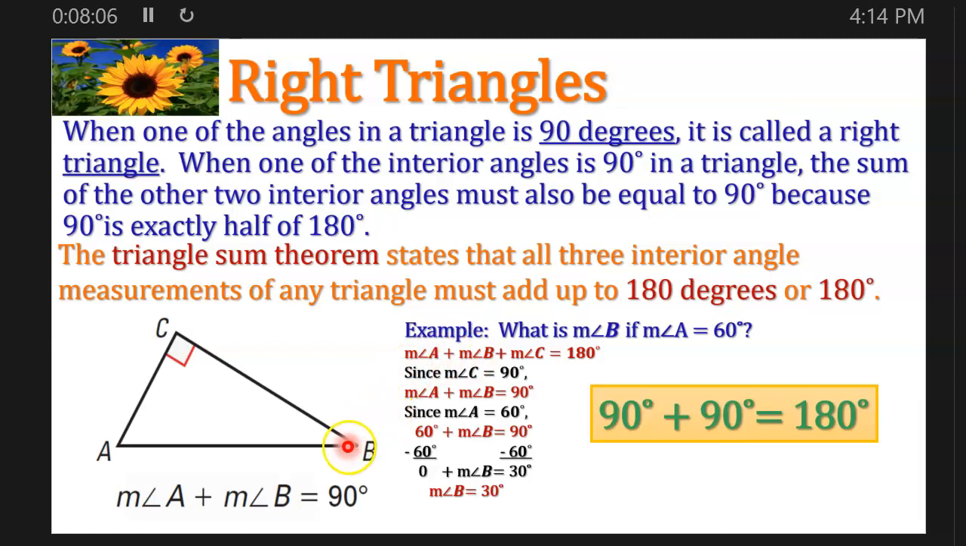So if I were to say, if angle A was 60, what would angle B be? So I would say, okay, well, 60 plus what's going to give me a 90, and that's going to be 30. Okay, so 60 and 30 make a 90, and then added to this 90 is going to make that 180 for the total.